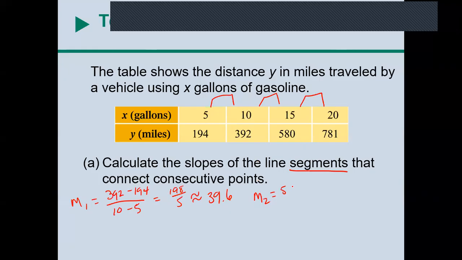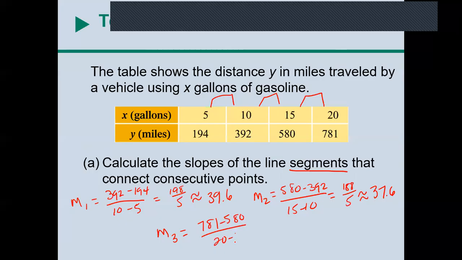Our slope 2 is 580 minus 392 over 15 minus 10. What's the exact? 188 over 5. Give me an approximate to the nearest 10. 37.6. Awesome. And then the last one, slope 3, is 781 minus 580 divided by 20 minus 15. Exact? 201 over 5. Approximate. 40.2.